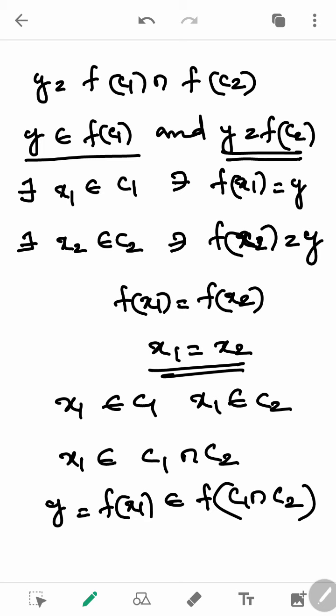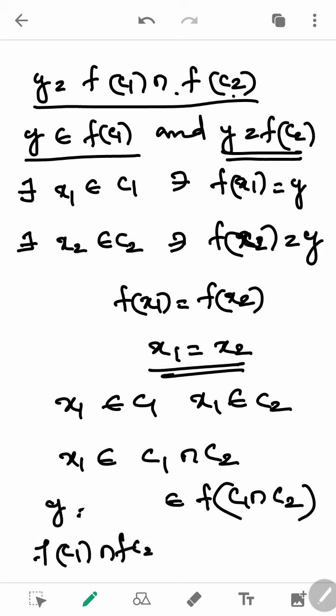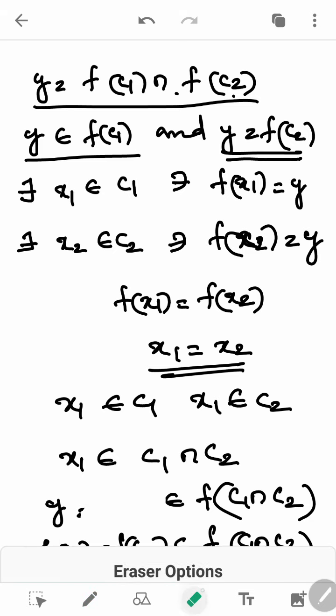Then we have proved what we started. Y belongs to f of C1 intersection f of C2, and we have found that y belongs to f of C1 intersection C2. Therefore, f of C1 intersection f of C2 is a subset of f of C1 intersection C2. Therefore, the reverse inclusion is proved, and we have proved that f of C1 intersection C2 is equal to f of C1 intersection f of C2.